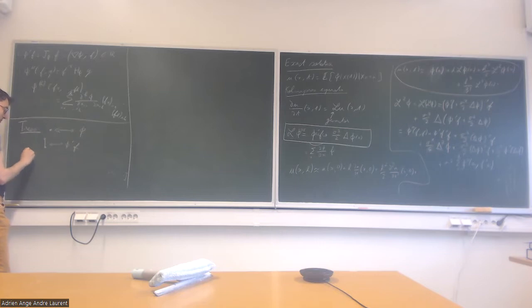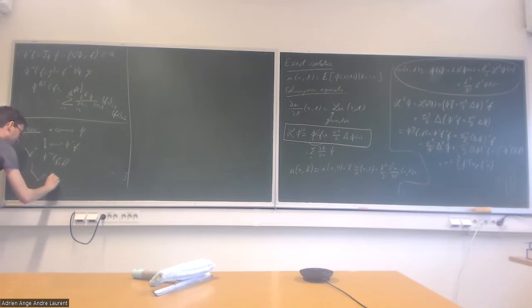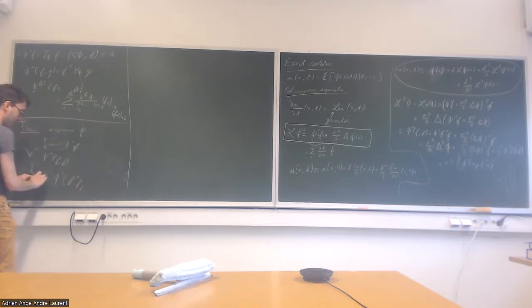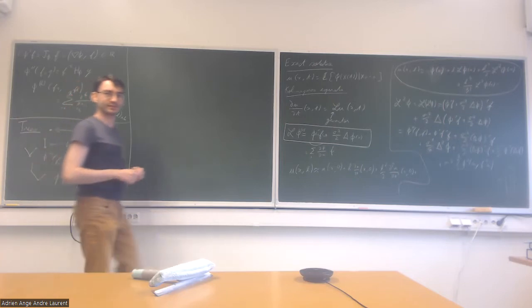Now you can guess what this one is. It's phi double prime of f. We can do more like that. Is it okay? Then you have this one. So this is phi double prime f prime f, and then f on the other side.